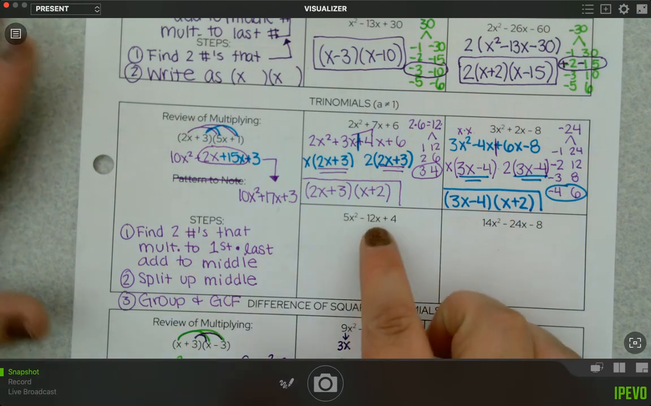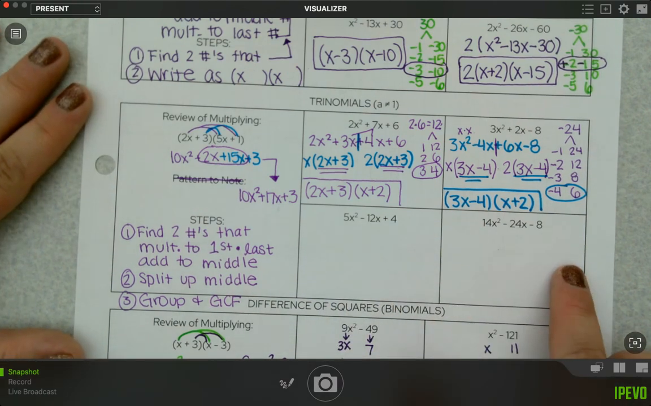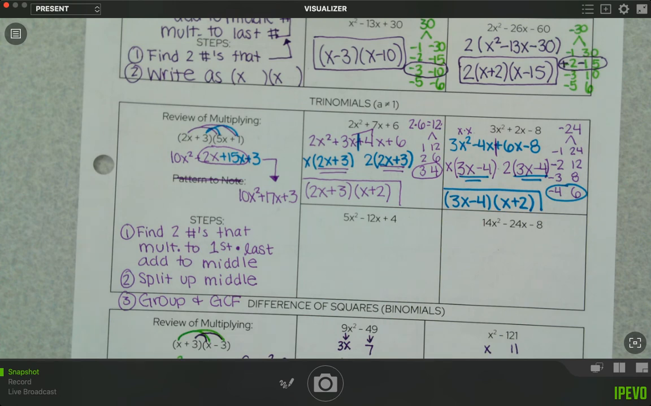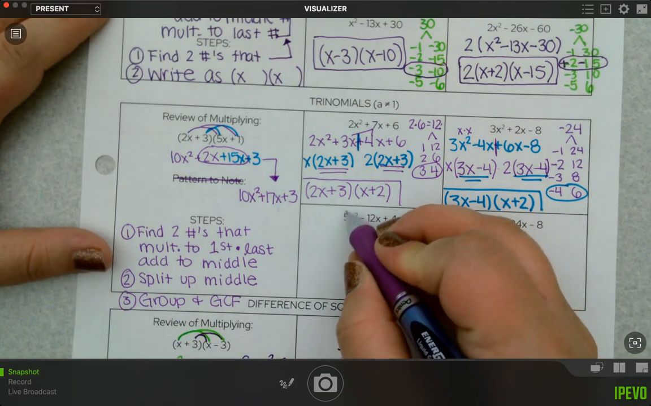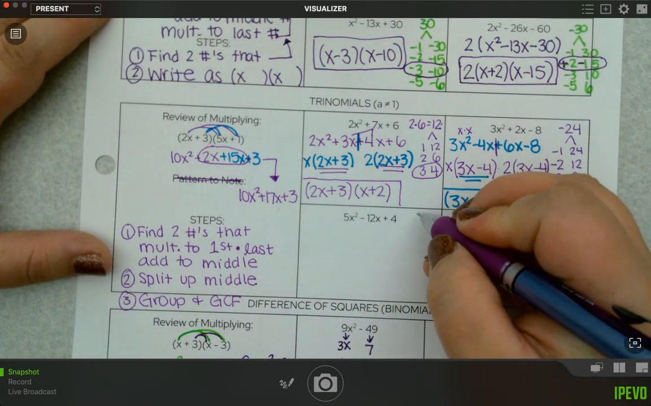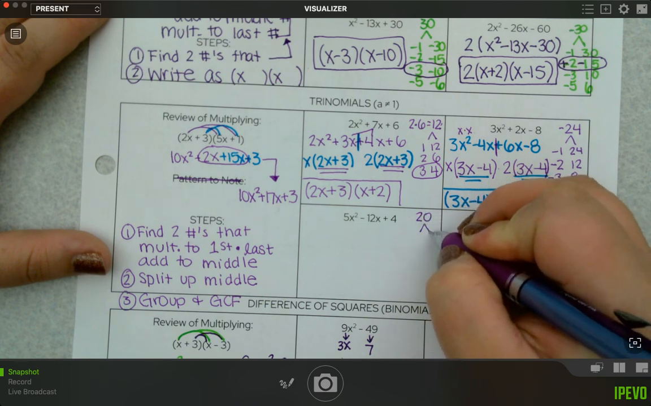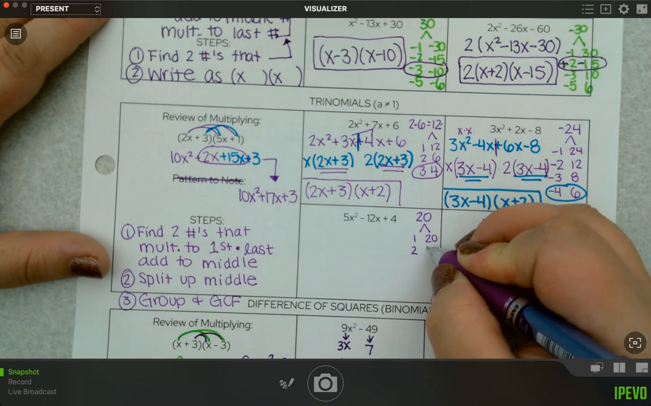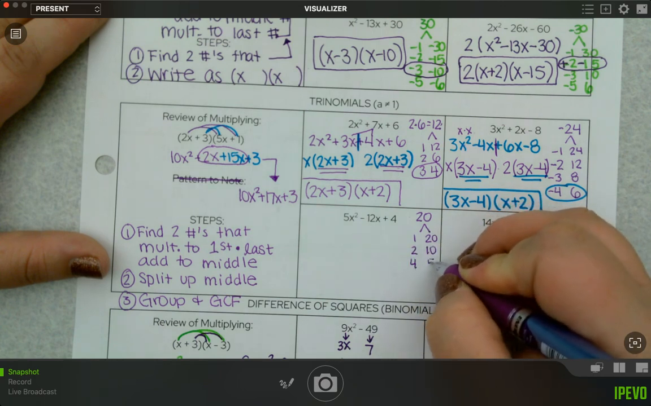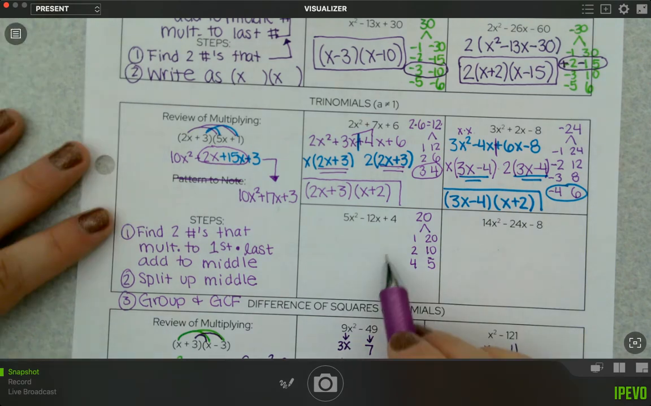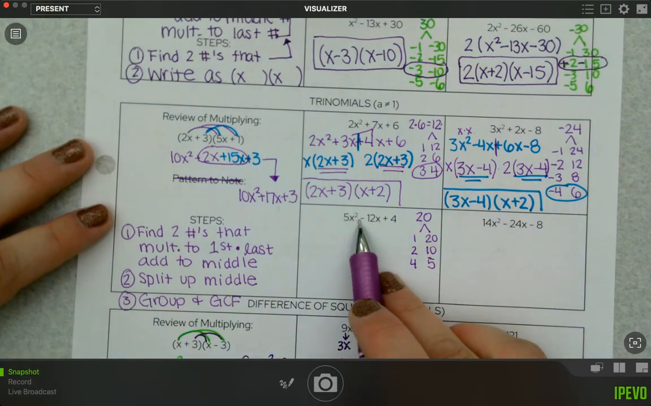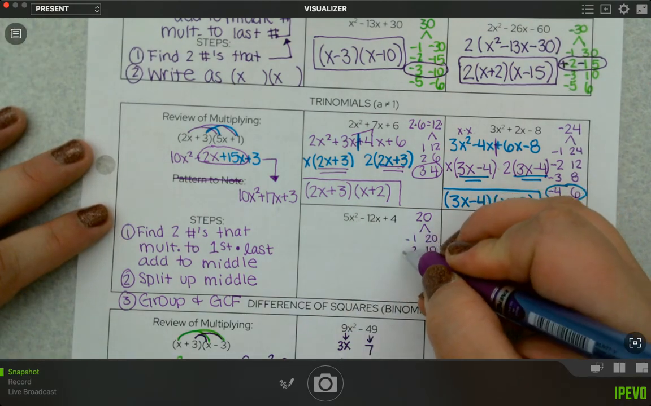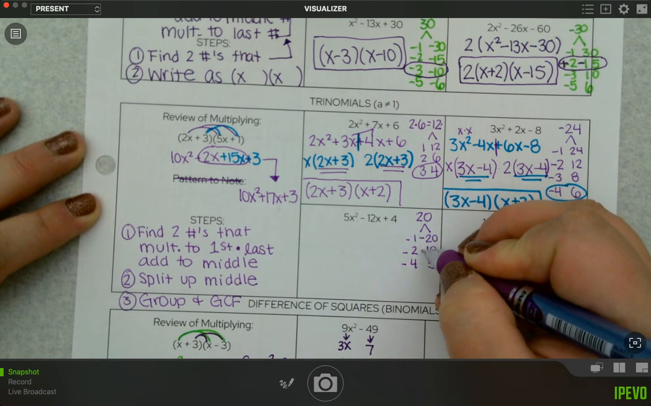Okay, and then I'm going to do 2 more down here at the bottom and not explain them through as much. I just think it's going to be helpful for you guys to see a couple more. So 5 times 4, first times last, is 20. And then that's 1 and 20, 2 and 10, 4 and 5. Now, looking over, I want to add to negative 12, which means I want everything to be negative. Otherwise, it wouldn't multiply to positive 20 still.